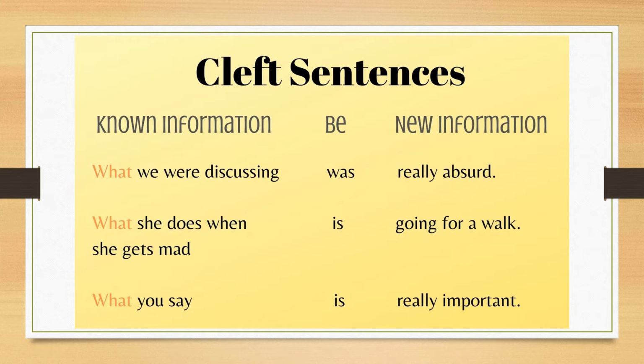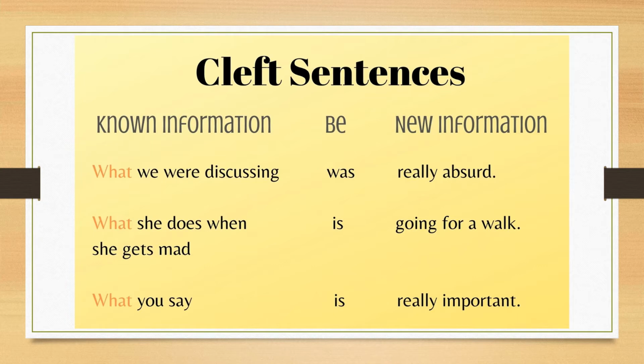So we know what we are talking about, maybe from a previous sentence that the person mentioned, and this introduction is going to give us the context in which we are talking, right? Then these cleft sentences are always divided by the verb be, or joined by the verb be. And after verb be, we have the new information that is going to complement the clause that we have at the beginning. For example, what we were discussing was really absurd, right?